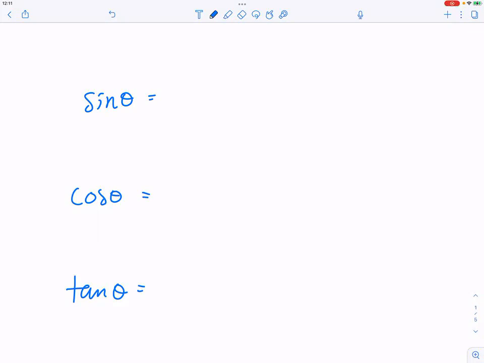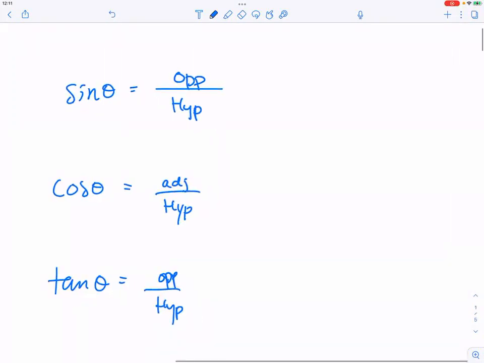Now, what is sine theta? What is that equal to? Louder. Opposite over adjacent. Okay, so opposite over, wait, what? Opposite over hypotenuse, yes. Cosine theta is? And tangent theta is? Adjacent over hypotenuse, okay. So, opposite over adjacent. Yes, opposite over adjacent, that's tangent.